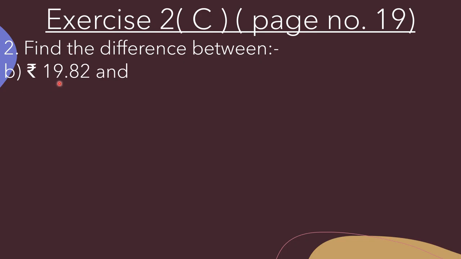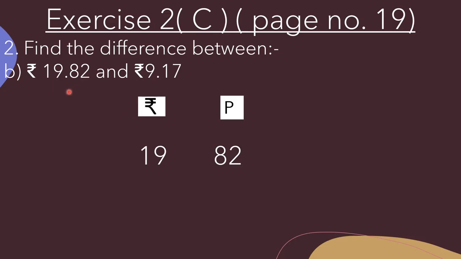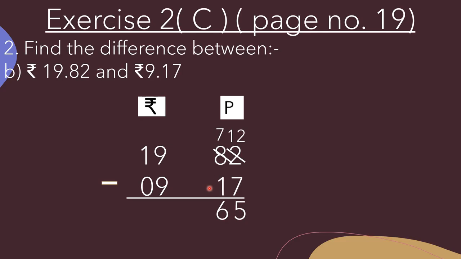Okay. Now in B part, here it is given rupees 19.82 and rupees 9.17. First of all we will write rupees and paise. Then the bigger amount is 19.82 and the smaller amount is 9.17. Here 9 is a single digit number, that's why we can write it like this, 09. And 17 paise. Now we have to put the subtraction sign. So let's start from our right hand side. 2 minus 7 is not possible. So here this 2 will take borrow and it will become 12. And this 8 will become 8 minus 1, 7. So 12 minus 7 is equal to 5. And 7 minus 1 is equal to 6.